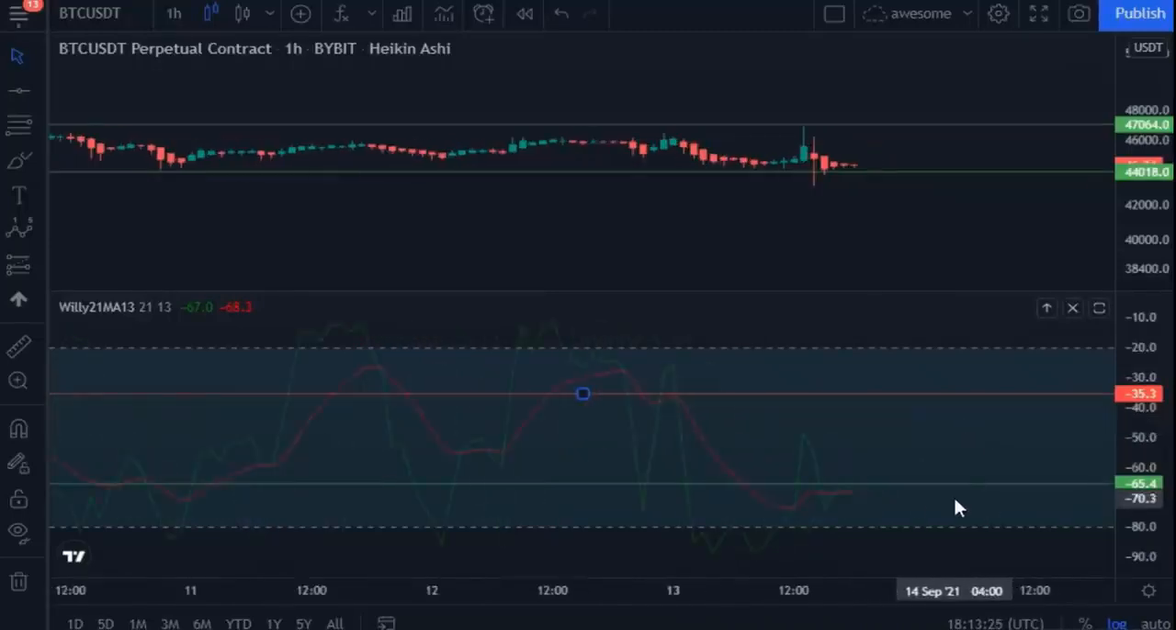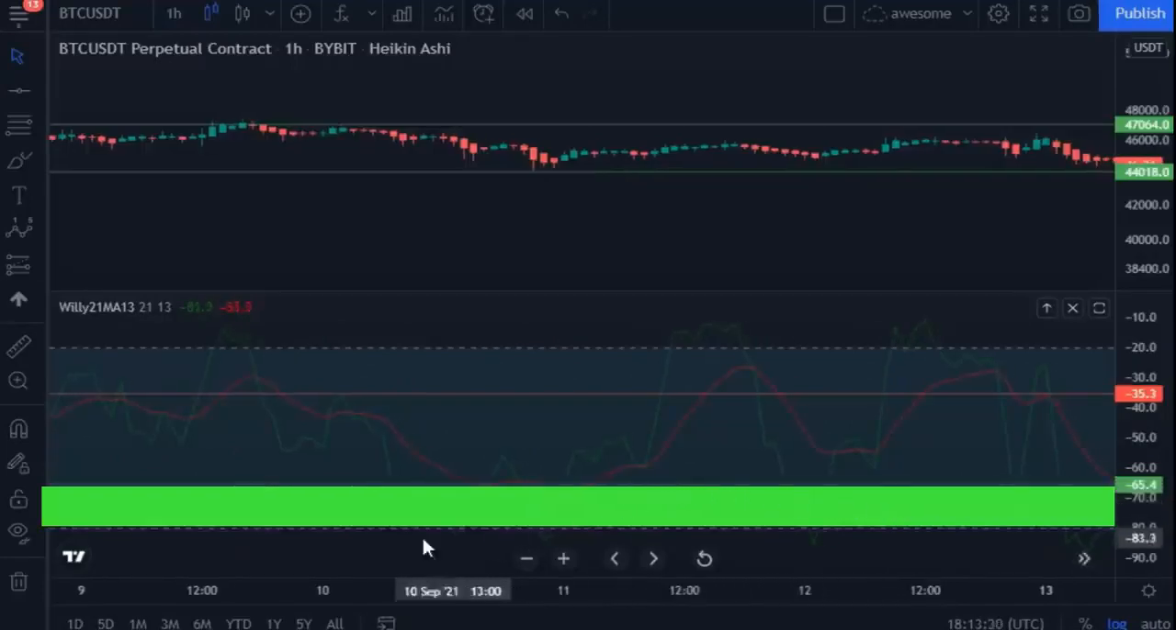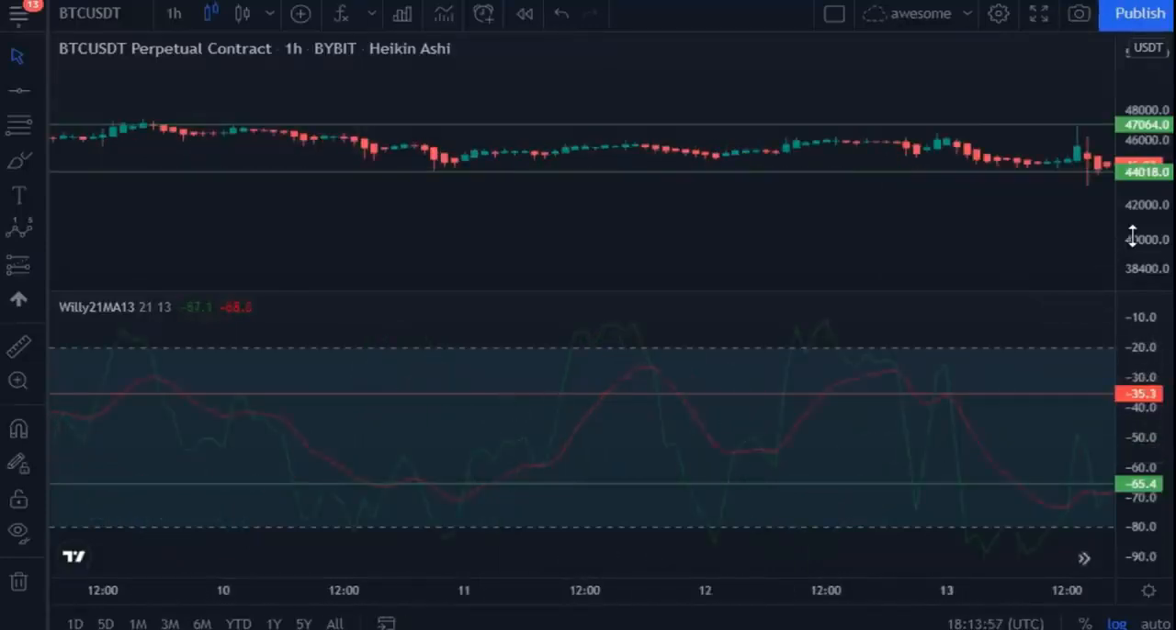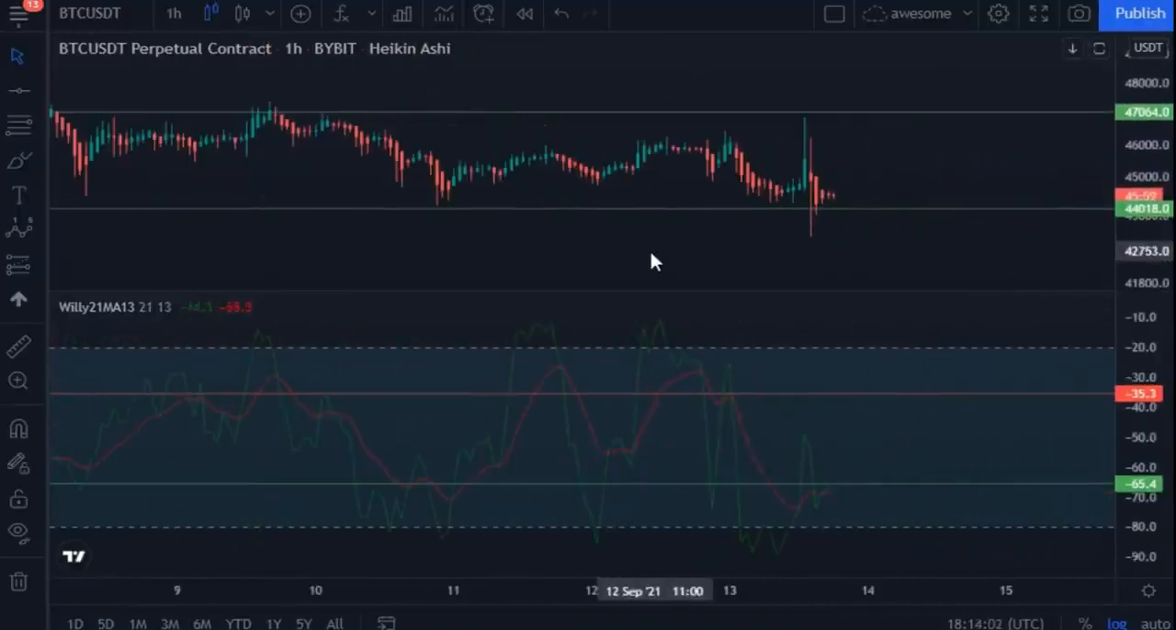To further clarify, the area below the green line that we drew is now the entry area, buy zone. The area above the red line that we drew is now the exit area, sell zone. The area in the middle is a neutral area. It can be entered and it can be exited, but it is not guaranteed.